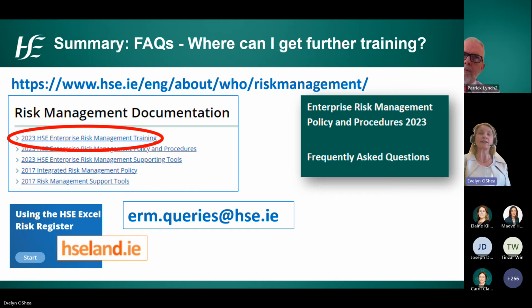In summary, detailed information regarding enterprise risk management training is available on the HSE website. Type in HSE risk management in your search, click on the Read the Risk Management documentation and select the training highlighted here in red. Currently, Module 1 Enterprise Risk Management Introduction is available on the website, and we will be adding more training modules over time. The Excel Risk Register e-learning module is available on HSE Land, and we will also be adding additional training modules to HSE Land in the future and communicating with staff when these training sessions become available.